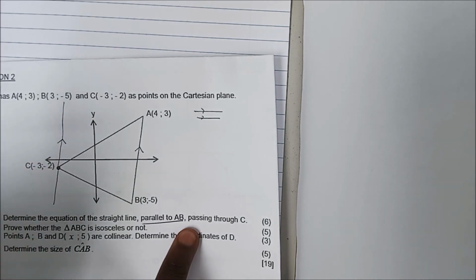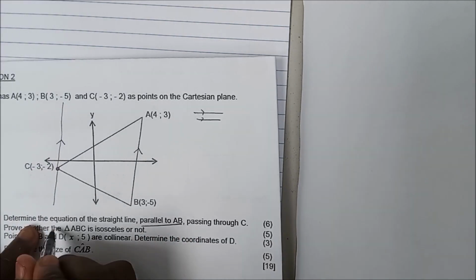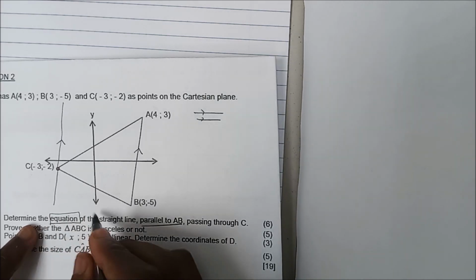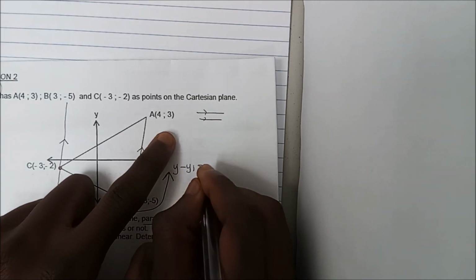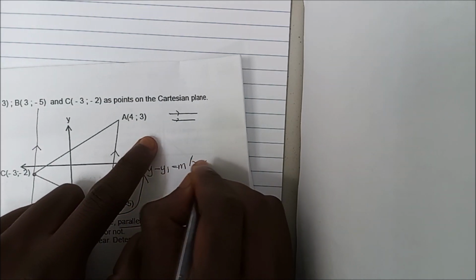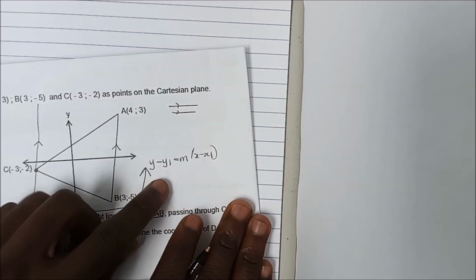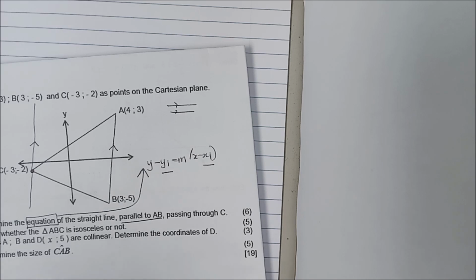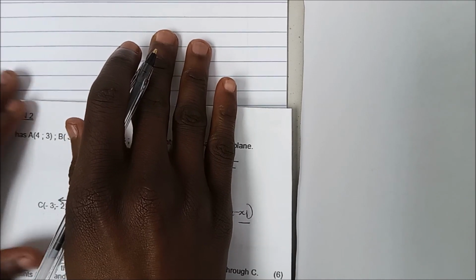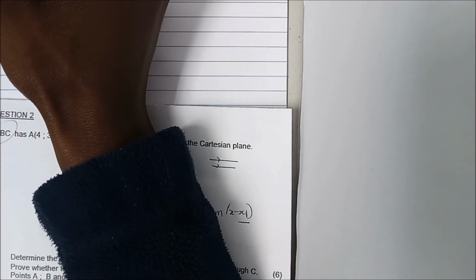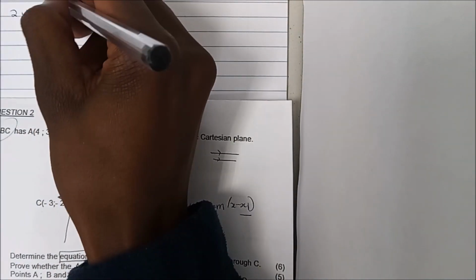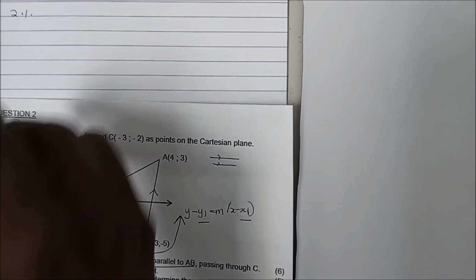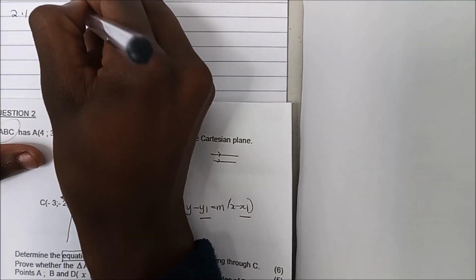So now, what is the first thing that you need to do? Since they're talking about the equation, what must come to your mind is the formula y minus y1 equals m into x minus x1. And y1 and x1 must be the point on that line. So now let's go ahead and attempt this. This is 2.1. So you can start by identifying the formula.